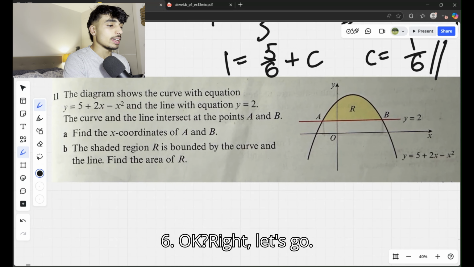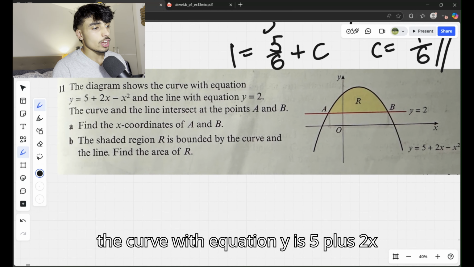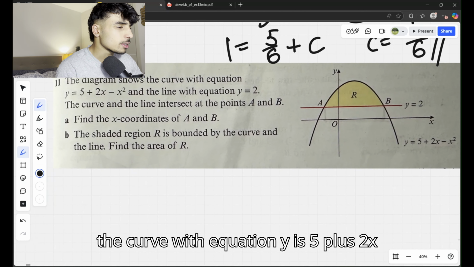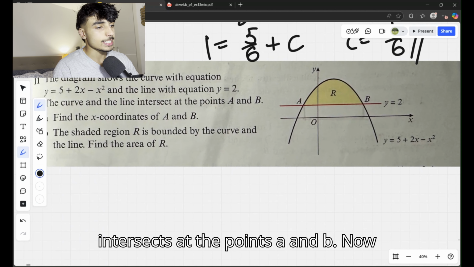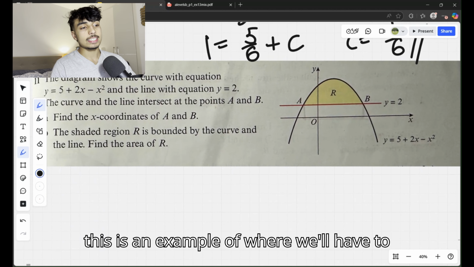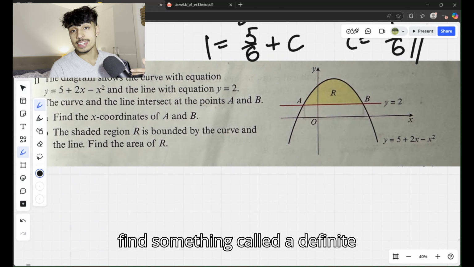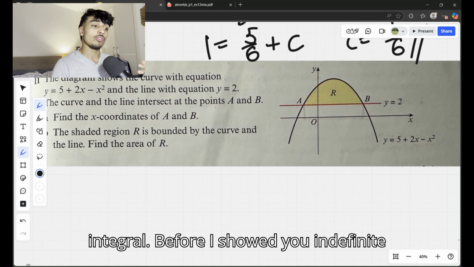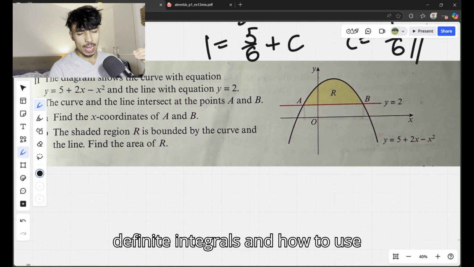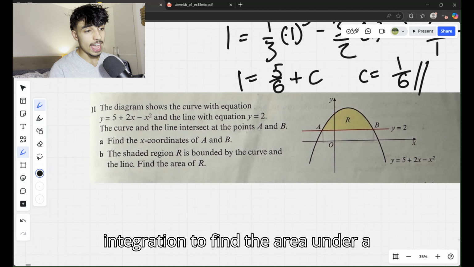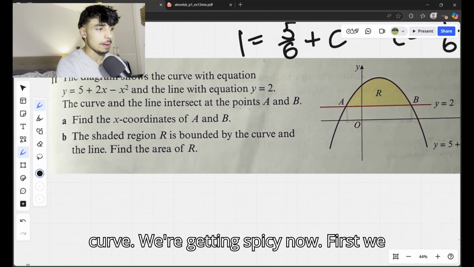Okay, right, let's go. The diagram shows a curve with equation y is 5 plus 2x minus x squared and the line with equation y is 2. The curve and the line intersect at the points A and B. Now this is an example of where we'll have to find something called a definite integral. Before I showed you indefinite integrals, now we're moving on to definite integrals and how to use integration to find the area under a curve. Okay, we're getting spicy now.